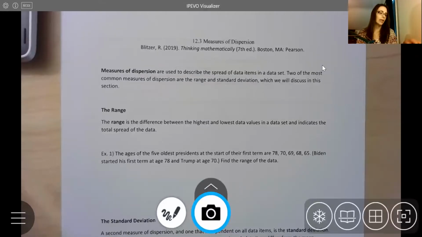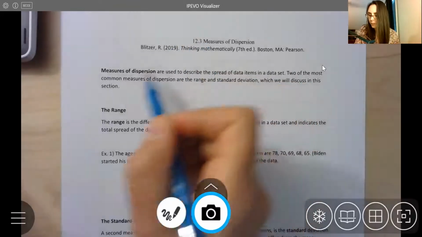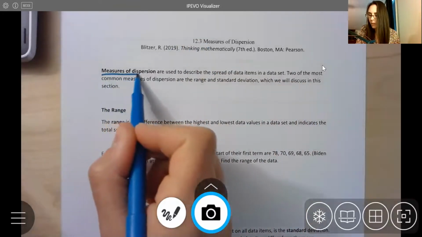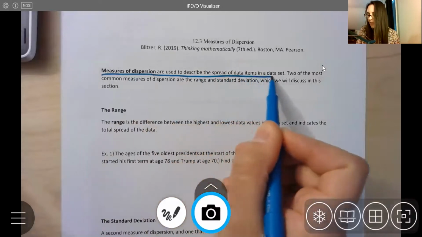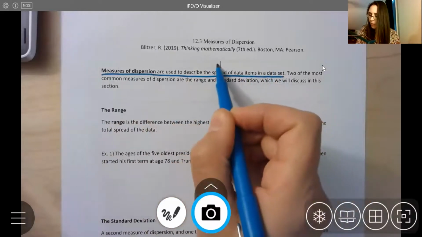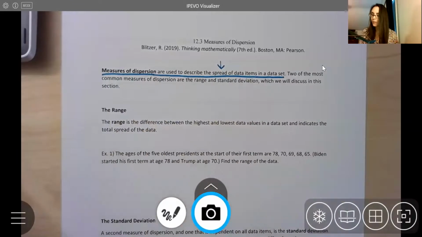Hi everyone, we're going to continue with our introduction to statistics, and this time look at section 12.3, which is on measures of dispersion. So measures of dispersion are used to describe the spread of the data items in the data set. So the key word there is the spread. Now, spread of the data means how spread out the data actually is.